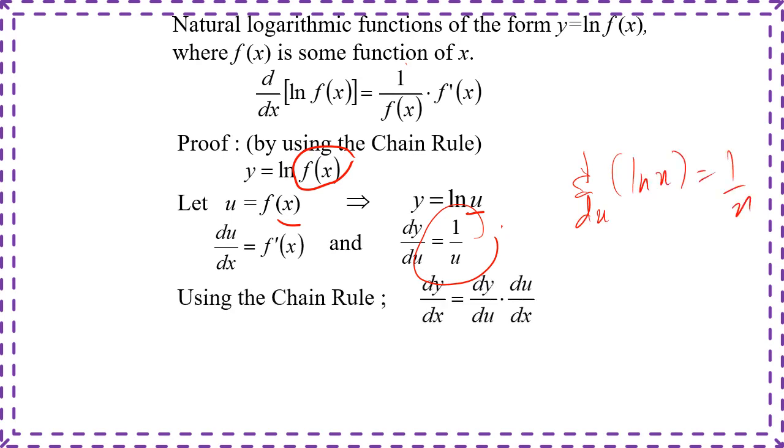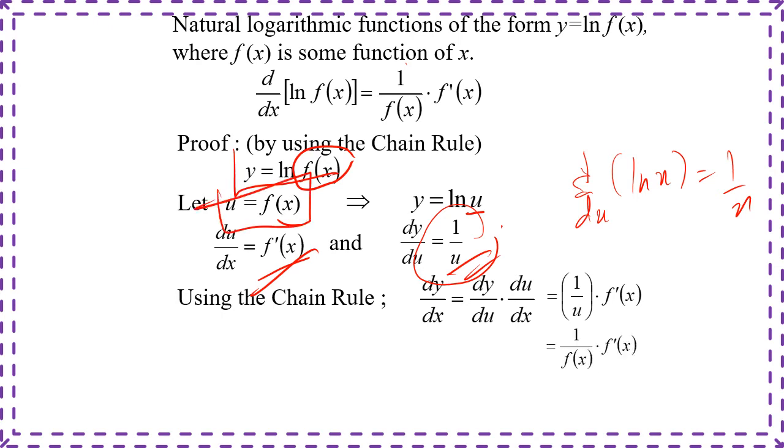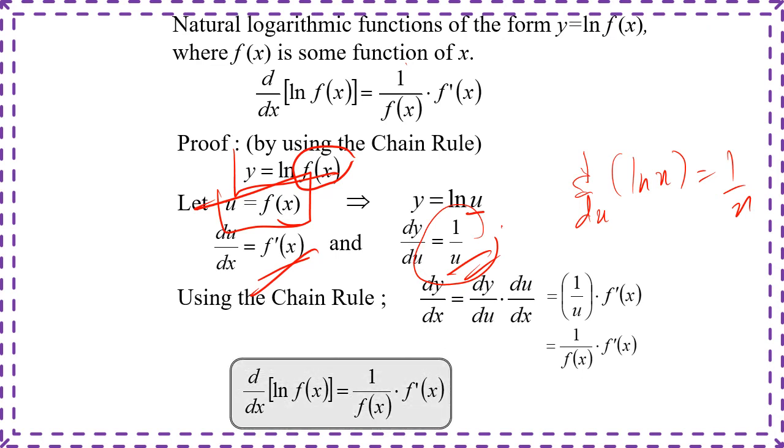And now applying the chain rule, we get dy/du, which is 1 over u, multiplied by du/dx, which is equal to f prime x. So what is u? u is equal to f(x). So that's why 1 over f(x) multiplied by f prime x is the answer. So the derivative of natural log f(x) is equal to 1 over f(x) multiplied by f prime x. Okay, so you have to put this formula in your notes.